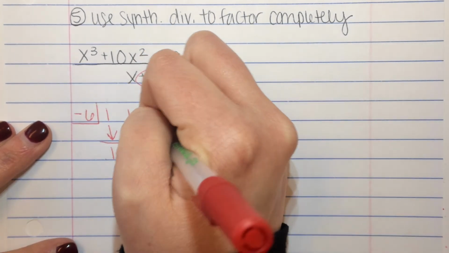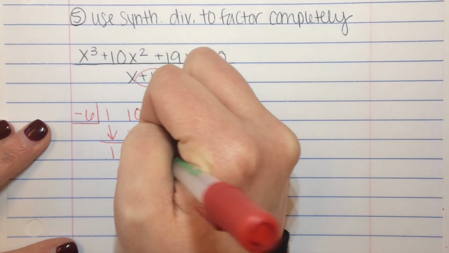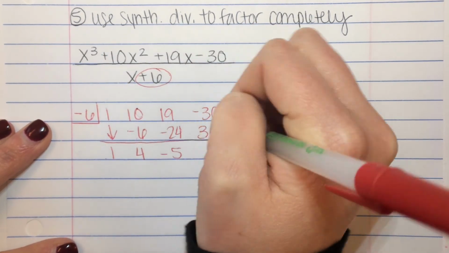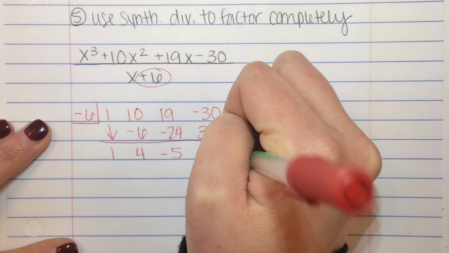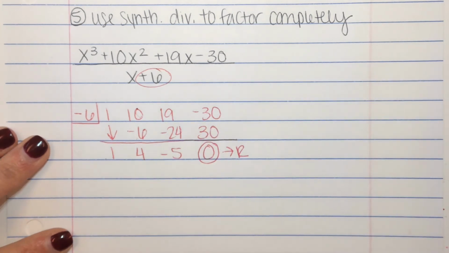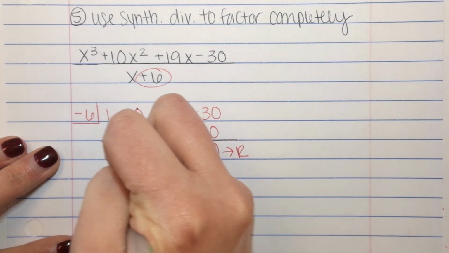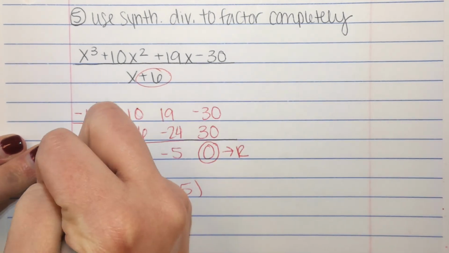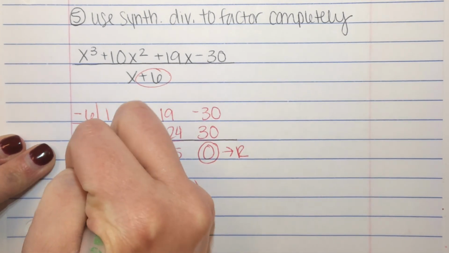Negative 6 times 4 is negative 24. Add those and get negative 5. Negative 6 times negative 5 is 30. Add those and get 0. That's your remainder, which means they're factors. So we have x squared plus 4x minus 5, and we have x plus 6.